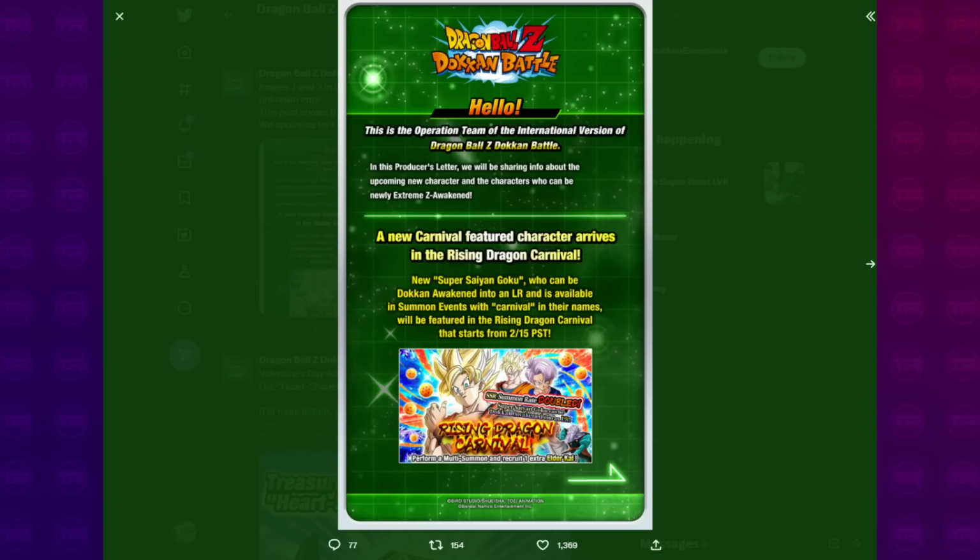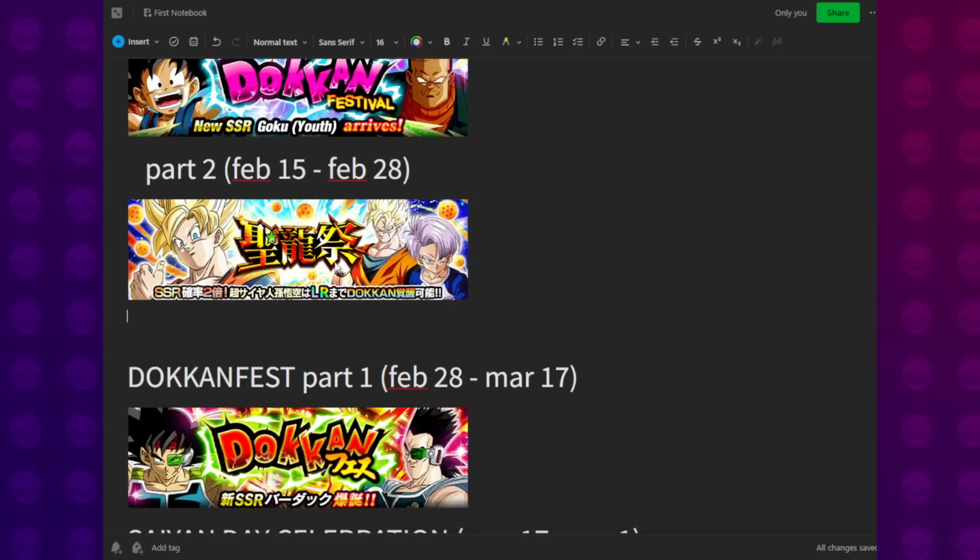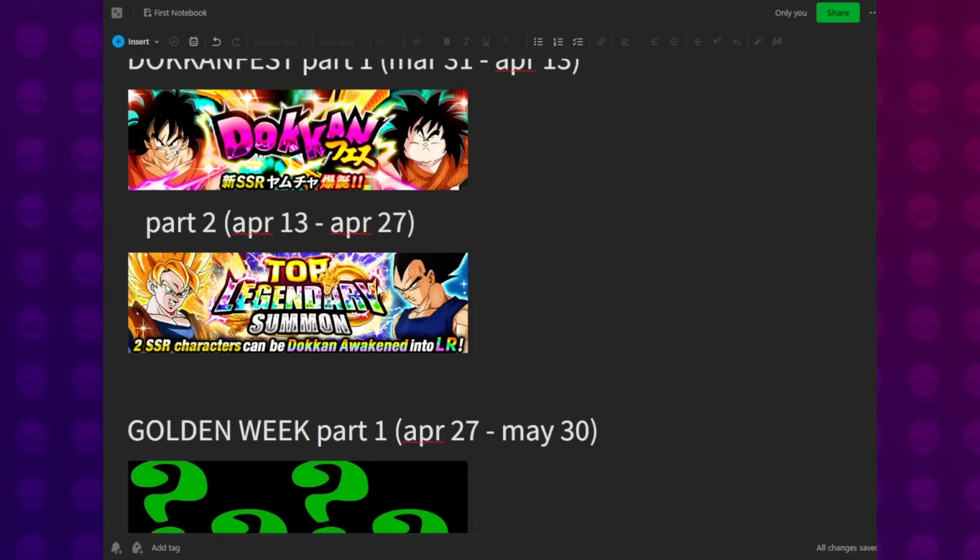What up, Dokkaners? Now that part two is confirmed to be the Hachiak Goku, we can pretty much put to rest the whole theory that maybe a global first could be dropping in this part two. We are now moving this over here and having a filler legendary summon or possibly a global first or something else entirely happening in the Yamcha part two.